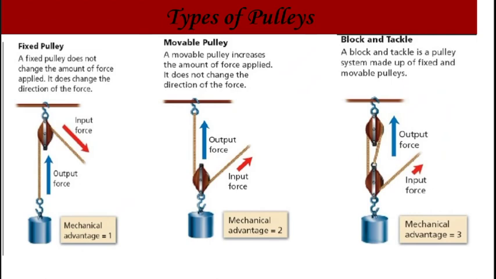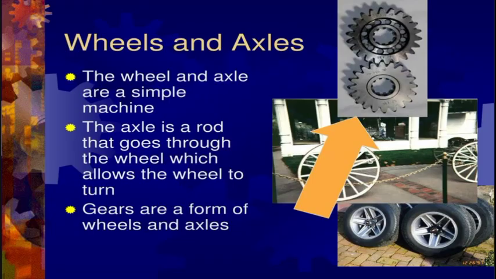Types of pulleys: fixed pulley, movable pulley, block and tackle pulley. These are the three types of pulleys. Now we'll learn about the wheel and axle. The wheel and axle are a simple machine. The axle is a rod that goes through the wheel, which allows the wheel to turn. Gears are a form of wheel and axle.